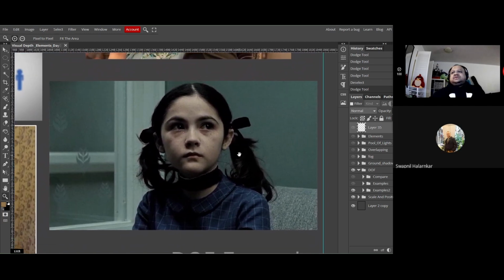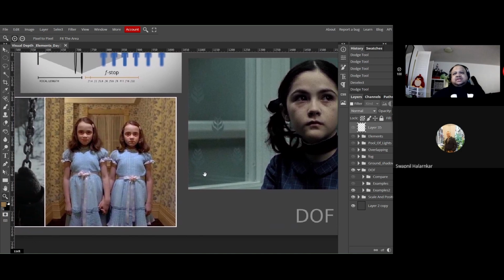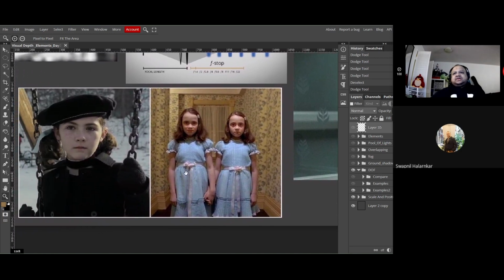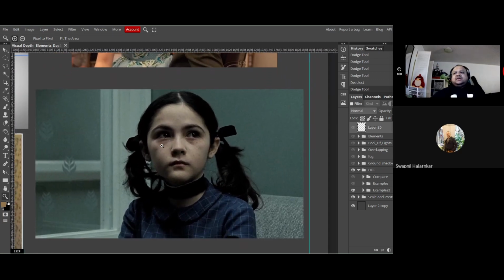If you go more towards the horror genre, this is a shot from Orphan, and if you move to the horror genre, you will not see much depth blur happening in the scenes. Even here, you don't see that depth blur a lot. There is very minimal. They try not to do it for one reason: if you see the whole frame, they want the viewer to be always thinking something is going to come from here or something is going to happen from there.